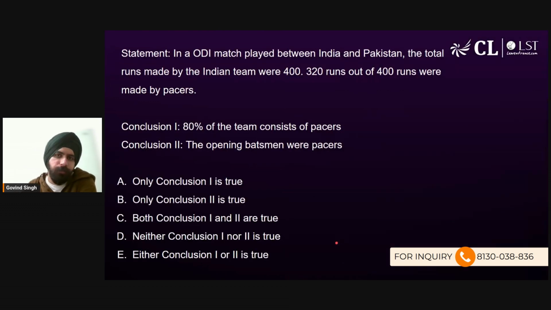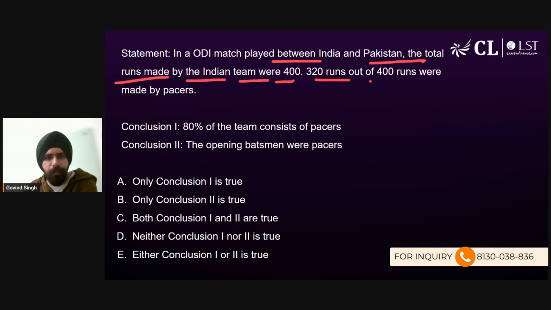Let's test out our theory on a couple of questions before we wrap up this class. The statement is in an ODI match played between India and Pakistan, the total runs made by the Indian team were 400. Okay. 320 runs out of 400 were made by pacers. Pacers means fast bowlers. Now, we have two conclusions. We have to check if they are valid or not based on the given premise or the given statement. 80% of the team consists of pacers.